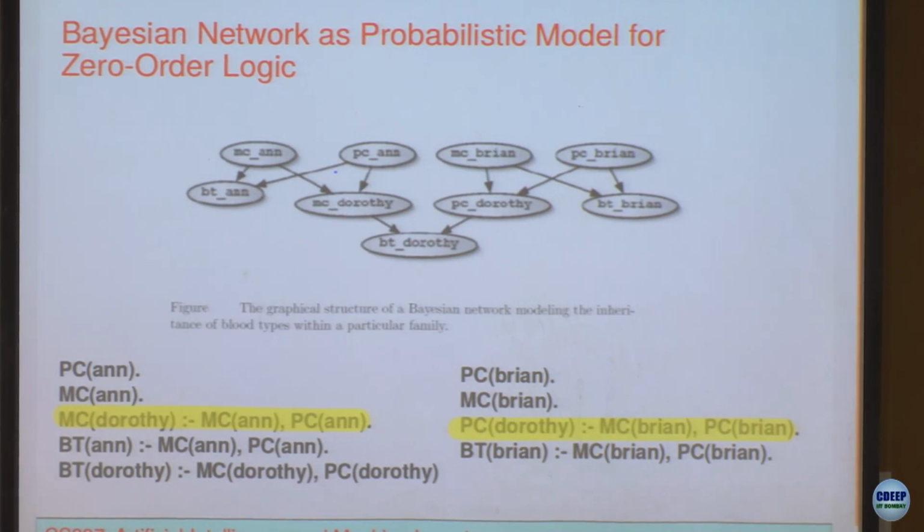Now there are advanced courses where you could talk of abstracting from grounded predicates to first order logic itself. Why do you need these two separately, MC of Dorothy in terms of MC of Anne and PC of Anne, and PC of Dorothy in terms of MC of Brian and PC of Brian? You could in general talk about father and mother chromosomes influencing that of the children, right? So in general you could compact this network. You have something called Bayesian logic programs, which are generalizations of Bayesian networks, but again that's too advanced to talk about right now.